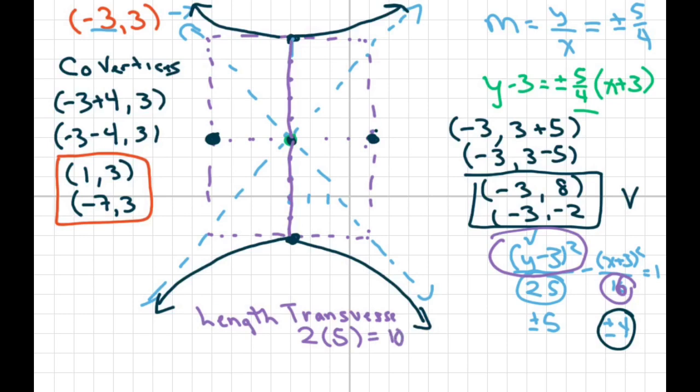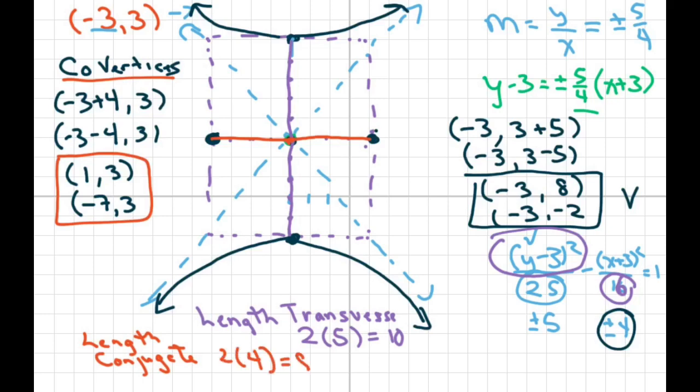And the conjugate axis is the one with the co-vertices. So we went to the left 4 and to the right 4. So the length of your conjugate axis is 2 times 4, which equals 8. All right, so this would be 8 here, and this one would be 10 here.